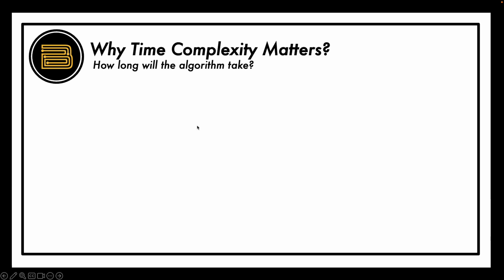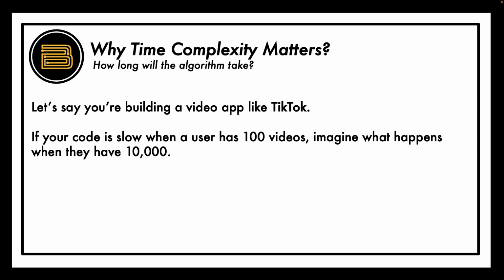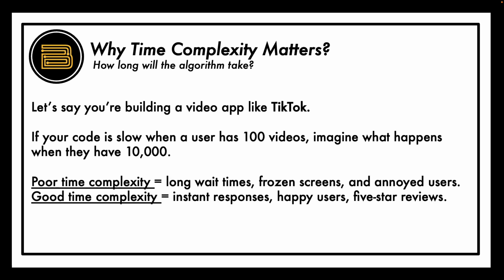So now that we have a handle on the different time complexities, let's answer the question, why time complexity matters. So let's say you're building a video app like TikTok. If your code is slow when a user has 100 videos, well, imagine what happens when they have 1,000 or 10,000. Poor time complexity means long waits, frozen screens, and annoyed users. And good time complexity means instant responses, happy users, and 5-star reviews.